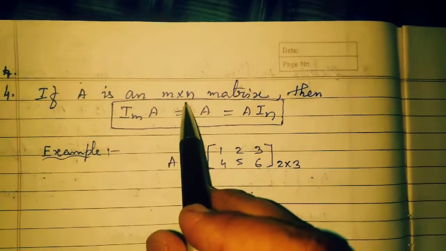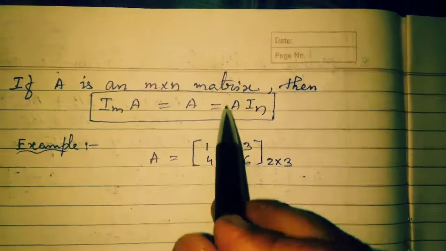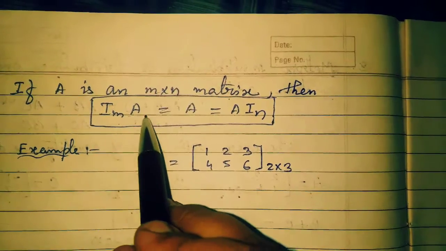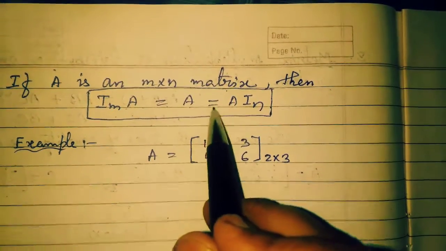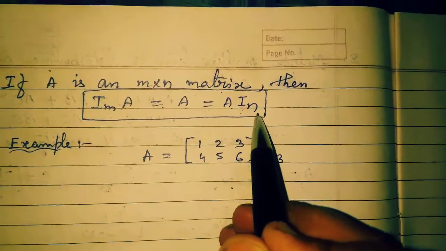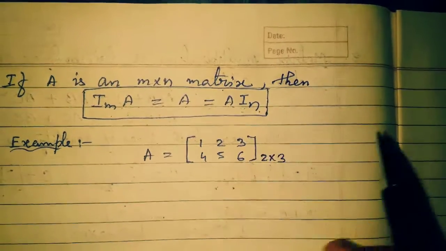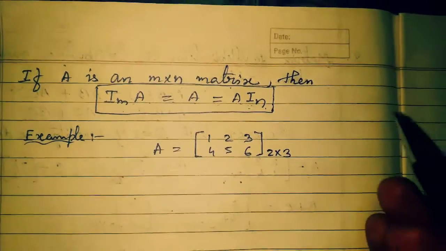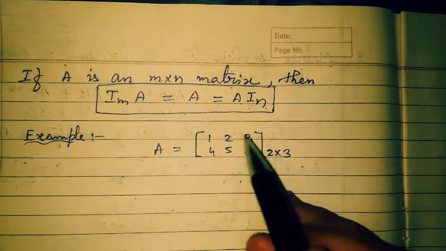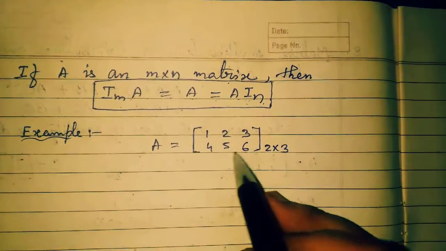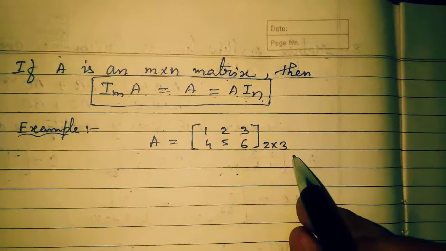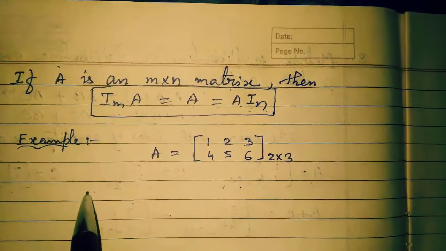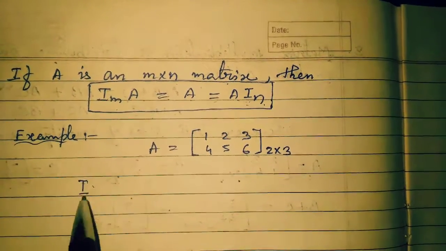If A is an M into N matrix, then I of M, the unit matrix of order M, into A equals A. That is also equal to A times the unit matrix of order N. Let's see this property by taking an example. I have taken one example matrix 1, 2, 3, 4, 5, 6, whose order is 2 into 3.